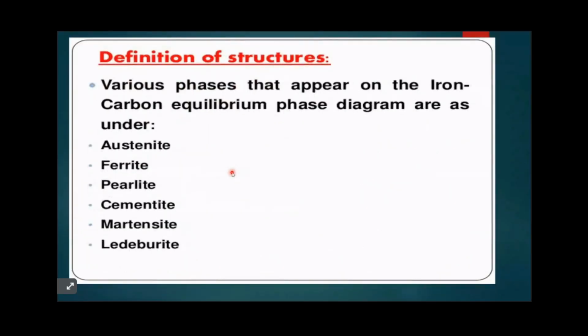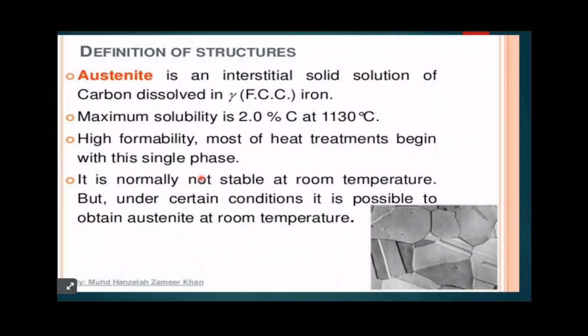Now we are going to see about the different structures we have studied from the iron carbon equilibrium diagram. First one is austenite. Austenite is the gamma iron, that is an interstitial solid solution. Austenite forms at the temperature of 1130 degrees Celsius in the case of steel. It is normally not stable at room temperature, but under certain conditions, it is possible to obtain austenite at room temperature. So this is the austenite structure.